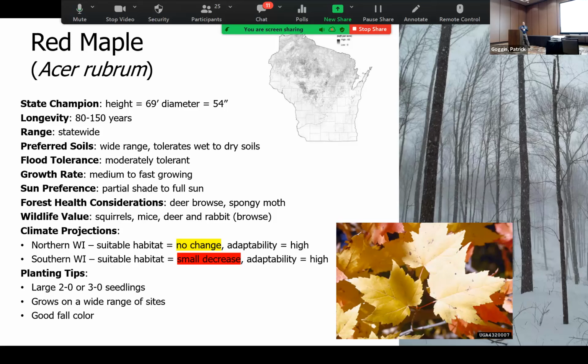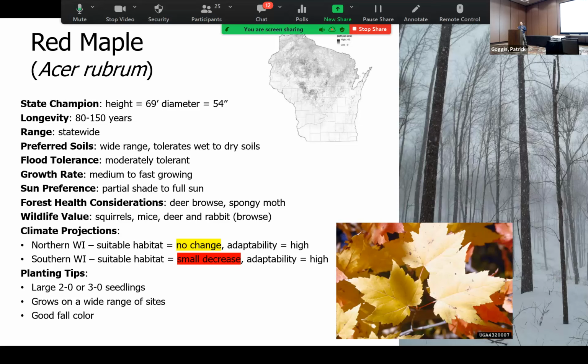It can grow both in full sun and partial shade, so that gives it flexibility for planting. It is a favorite deer browse species. So if you're planting nursery stock of red maple, you may need to protect that in some way because it will be a target. And from a climate change perspective, it's kind of a no change, small decrease in suitable habitat, but look at the adaptability score. It is really high. And that's why red maple is becoming sort of really ubiquitous across Eastern United States.